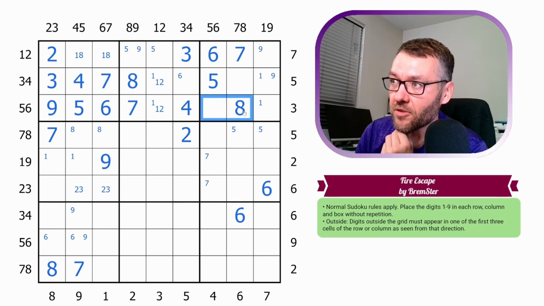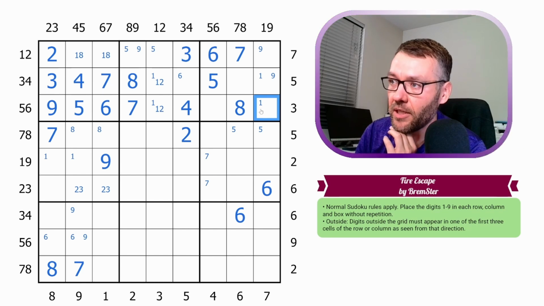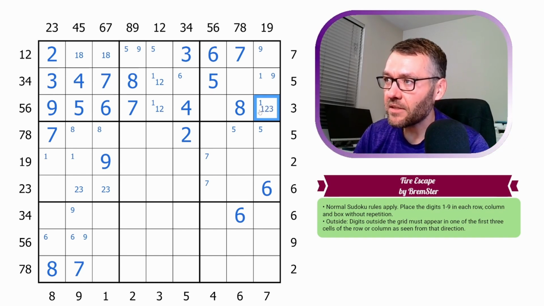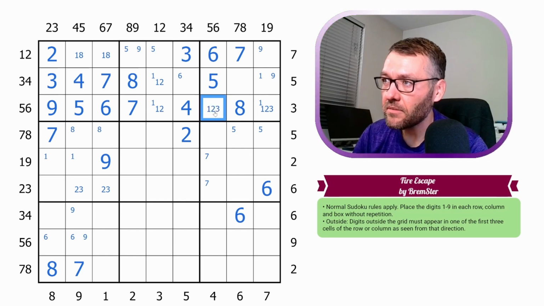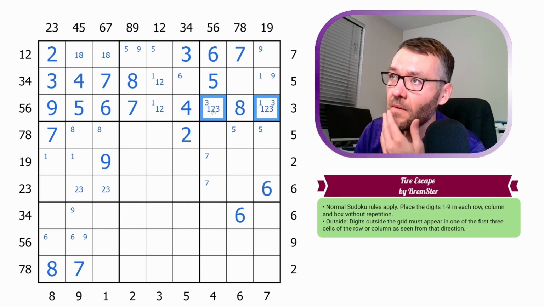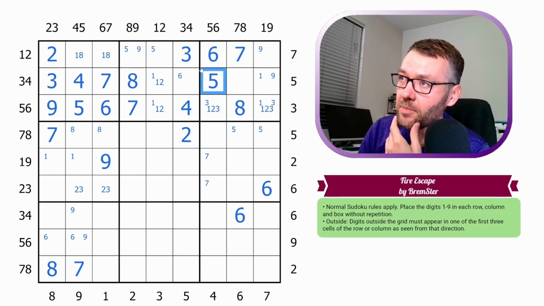So what do we need left for this row? We need a 1, a 2, and a 3. Can we place any of those? We can't, but I'll just mark them in here anyway. We know the 3 is going in one of these 2 spots. And then the 3 is already placed in this box.